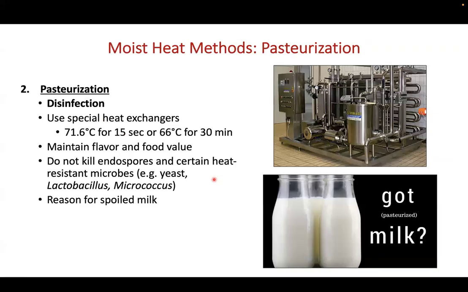The second one is pasteurization, which is also responsible for disinfection, and it utilizes heat exchangers. You have a heat of about 71.6 degrees Celsius for 15 seconds or 66 degrees for 30 minutes. The goal is to disinfect it, but you also have to maintain the flavor and food value. We've seen that it does not kill endospores and certain heat-resistant microbes such as yeast and micrococcus. This is mainly the reason why, when you buy milk from the store and even though it's been pasteurized, you leave it in the fridge for a while, it spoils again, because there are some microbes we couldn't take care of during pasteurization.